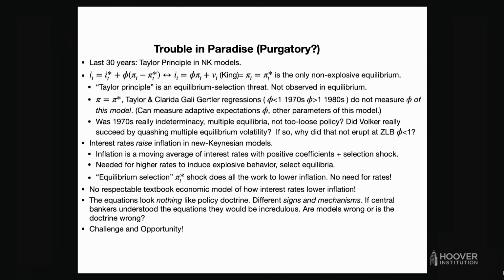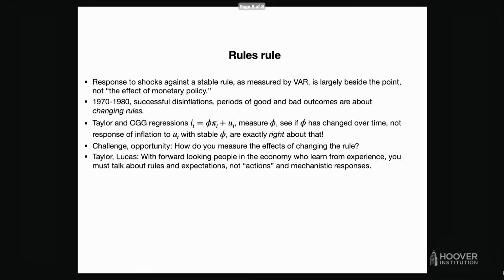The equilibrium selection is doing all the work there. So the equations of the new Keynesian model look nothing like the way people think it works. Now, maybe the equations are right and maybe people are right. We don't know. And that, I think, is an enormous challenge right now. The equations of this model are not working the way everyone thinks they work. We either need a new model or we need to recognize our view of reality.